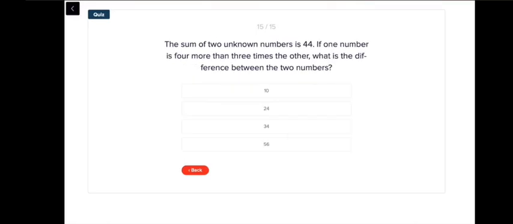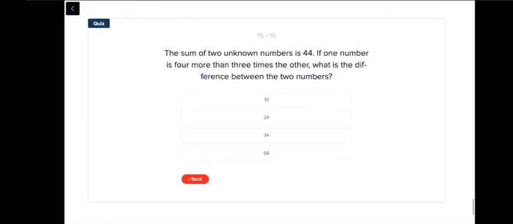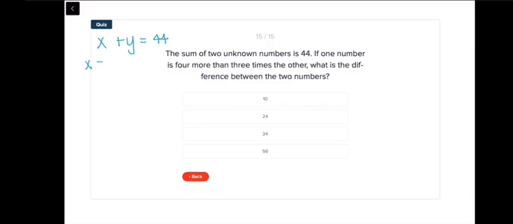So this last problem states the sum of two unknown numbers is 44. If one number, let's say x, is 4 more than 3 times the other, what is the difference between these two numbers? So our final answer will have to be whatever x is and whatever y is, we have to find the difference. We have to subtract them. So first, let's find what x and y are.